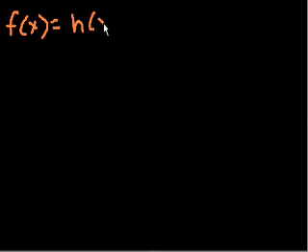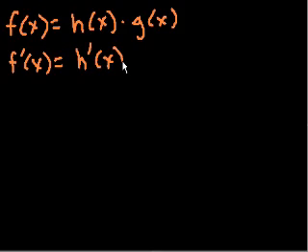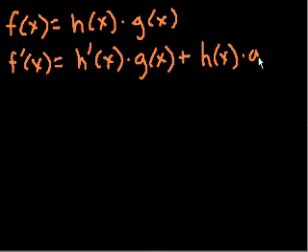Let's say that f of x is equal to h of x times g of x, right? This is the product rule. In the chain rule, it was f of x is equal to h of g of x, right? I don't know if you remember that. But in this case, f of x is equal to h of x times g of x. If that's the case, then f prime of x is equal to the derivative of the first function times the second function plus the first function times the derivative of the second function. Pretty straightforward. Let's apply it.